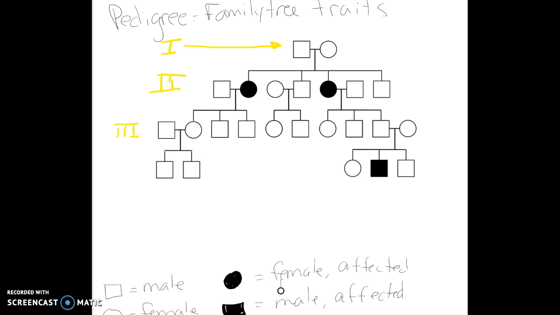Then down here on this row we have our Roman numeral 4 for our fourth generation, and that applies to everyone in this row. Now we are going to number the individuals from left to right in the generation. So this is generation 1, person number 1, generation 1, person number 2. When I get down to generation 2, I'm going to start over. Here's 1, 2, 3, 4, 5, 6, and 7. I'm going to continue numbering and starting over at each generation.